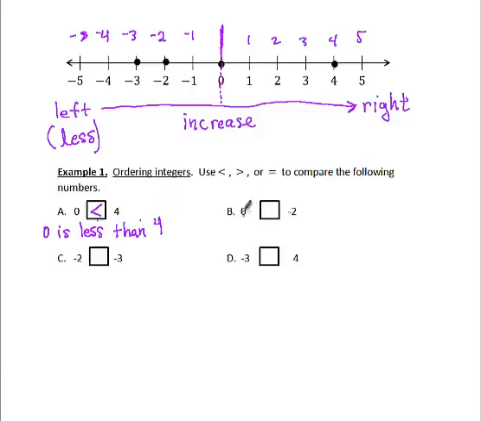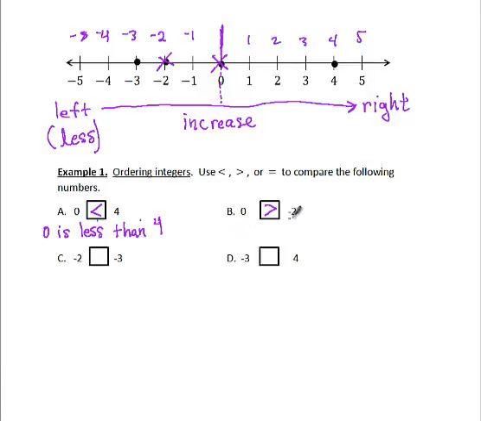The next one, B, we are comparing 0 and negative 2. And if we mark these two numbers on the number line, here we have negative 2 and here we have 0. Well, the negative 2 on the number line is farther to the left. So negative 2 is less than 0, or to say it another way, 0 is bigger than negative 2. So again, the inequality opens up toward the larger number. Alligator wants to eat the bigger meal.